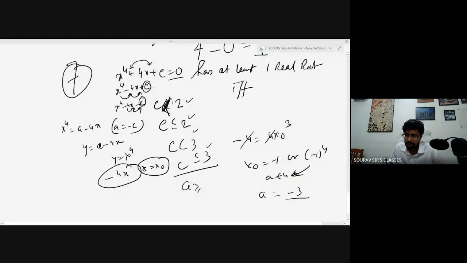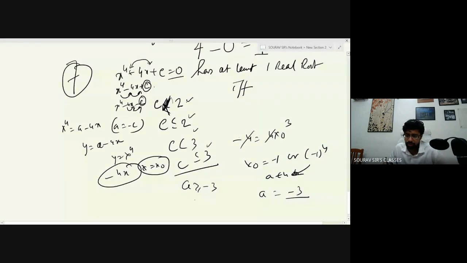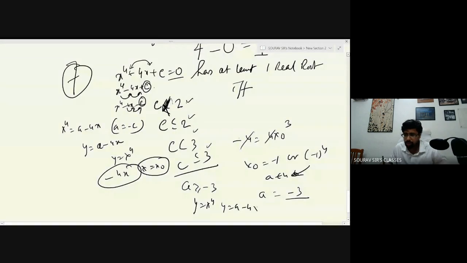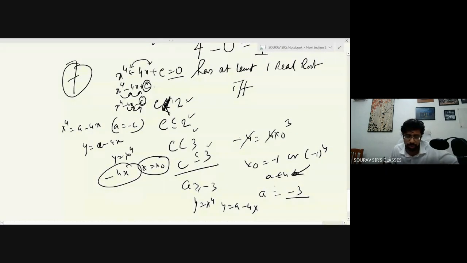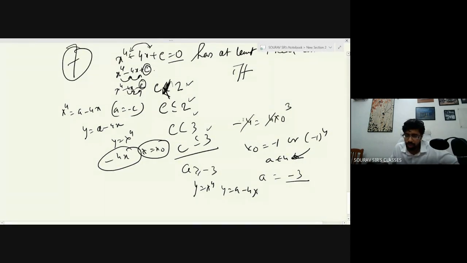So when a is greater than or equal to minus 3, the curves y equal to x to the power 4 and y equal to a minus 4x will intersect. And that is only possible if c is less than or equal to 3. So this is the answer. So sometimes Descartes' rule of signs also falters if you have to find it in this way.